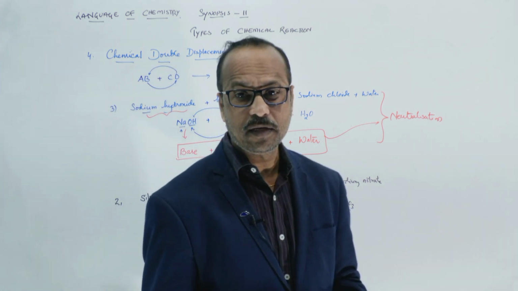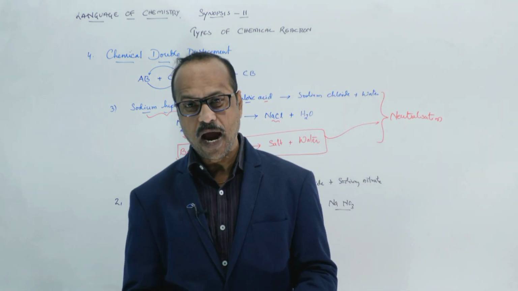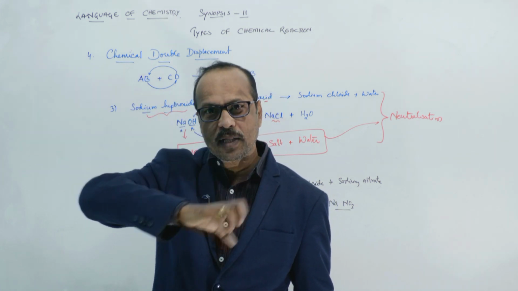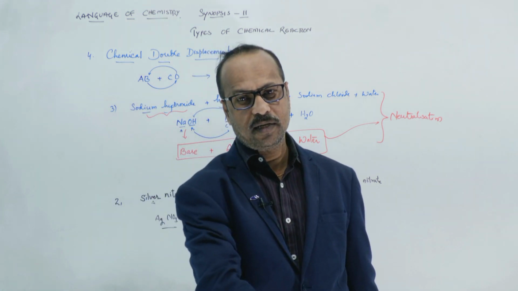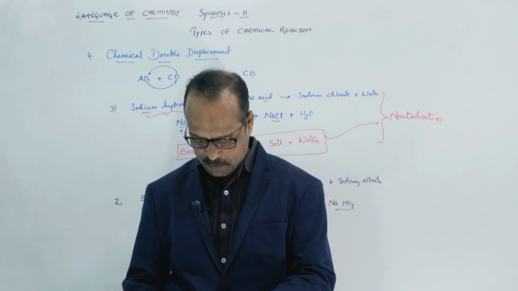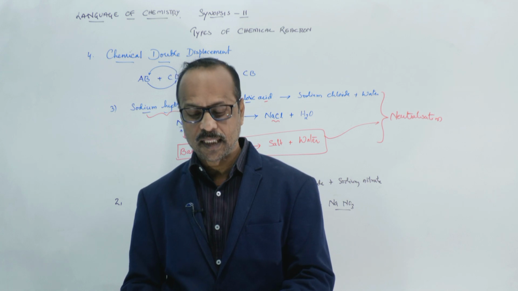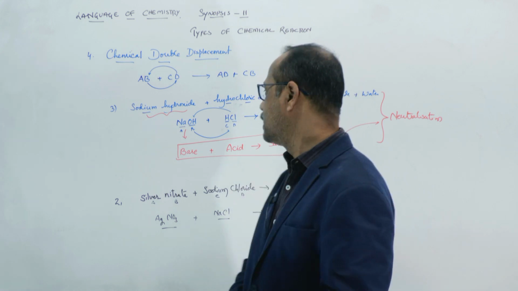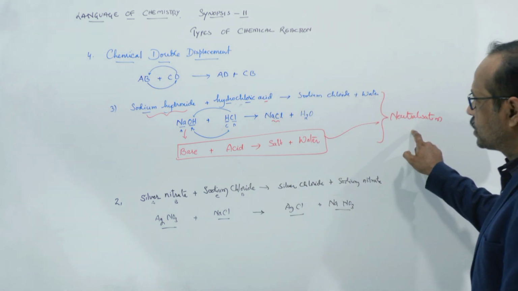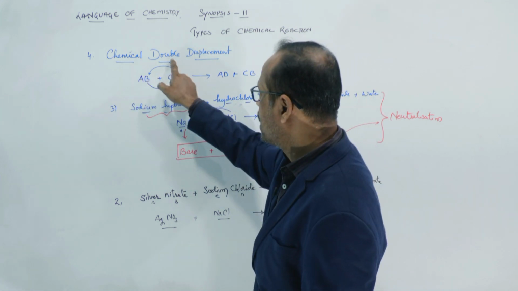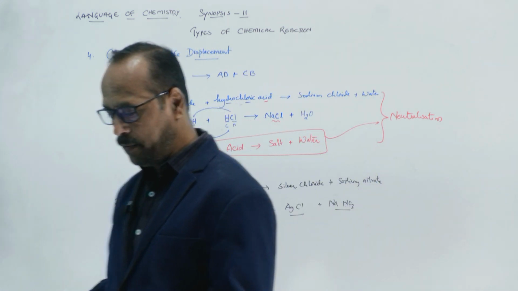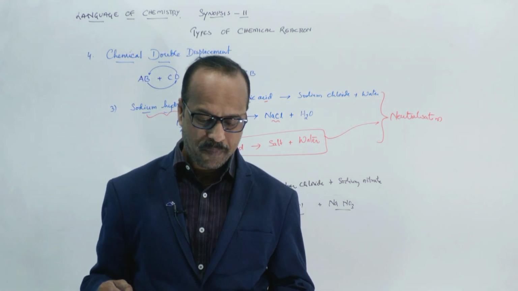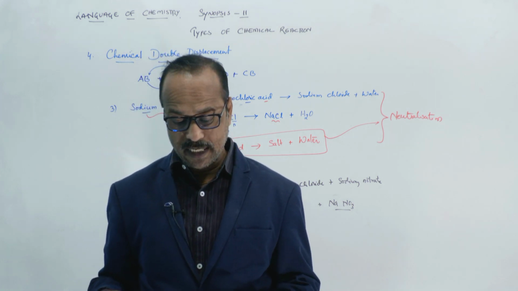Seventh one now. Copper sulfate plus zinc gives zinc sulfate and copper. When you add zinc to copper sulfate, zinc displaces the copper, removing it and occupying its place. So this is called chemical displacement. The option is 3. Next, neutralization is an example of which type of reaction? Chemical double displacement. So the answer is option 1. Next, ninth one: AB plus CD gives AD plus CB.